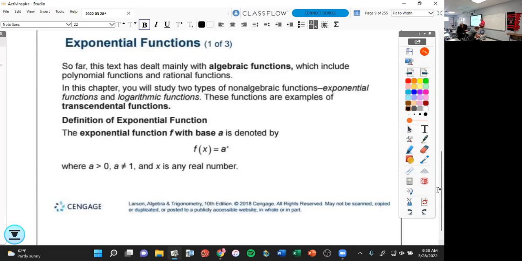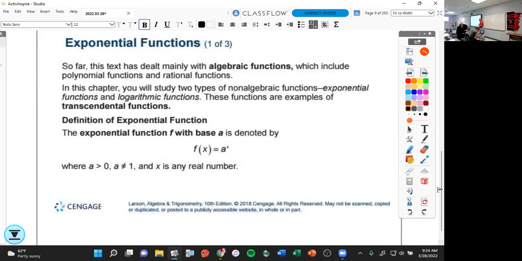So an exponential function, base A, can be written as f of x equals a to the x power. A is the base. What is x? X is our independent value, right? X is our variable. Where's the variable in this function? It's the exponent, okay? Because the variable is the exponent, that's why this is an exponential function.